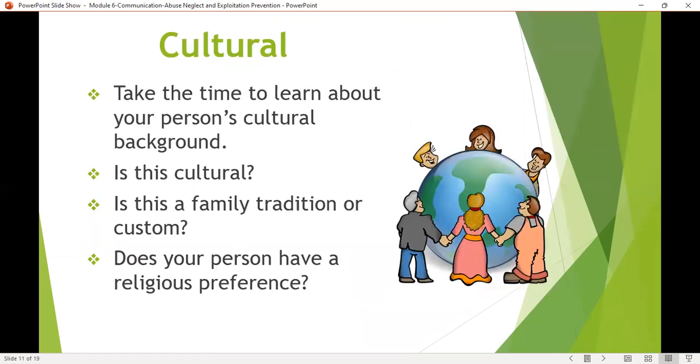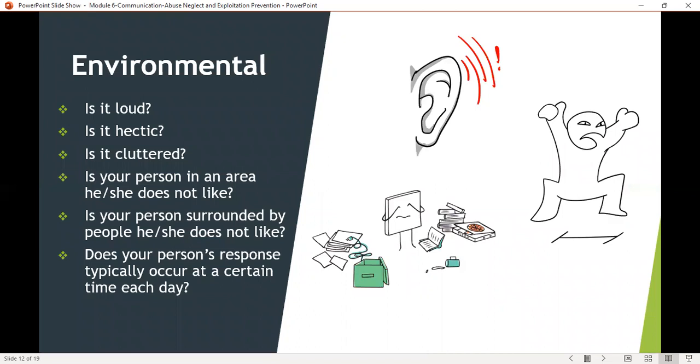Culturally, it is important to take the time to learn about your person's cultural background. Regarding his or her communication, ask, is this cultural? Is this a family tradition or custom? Does your person have a religious preference? Environmental factors are a big influence on how and why your person is communicating in certain ways. Ask yourself, is the environment loud? Is it hectic? Is it cluttered? Is your person in an area he or she does not like? Is your person surrounded by people he or she does not like? Does your person's response typically occur at a certain time each day?